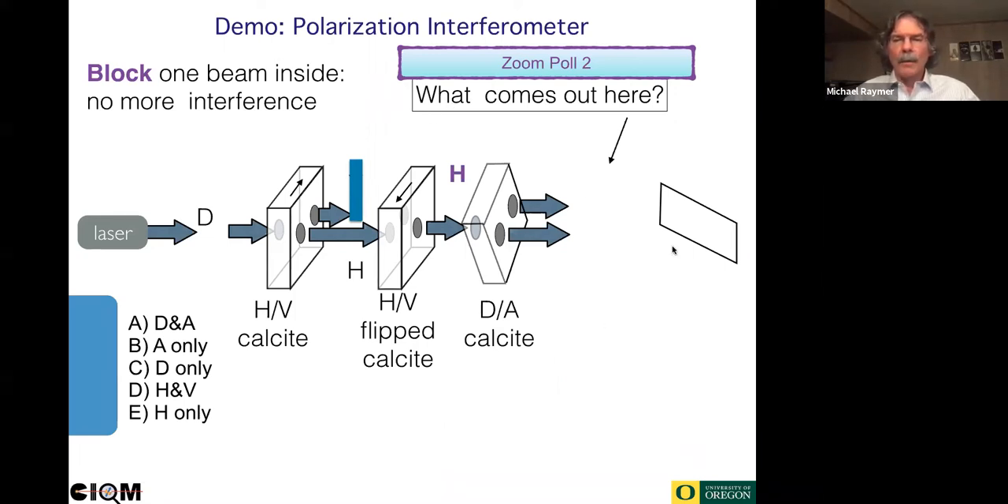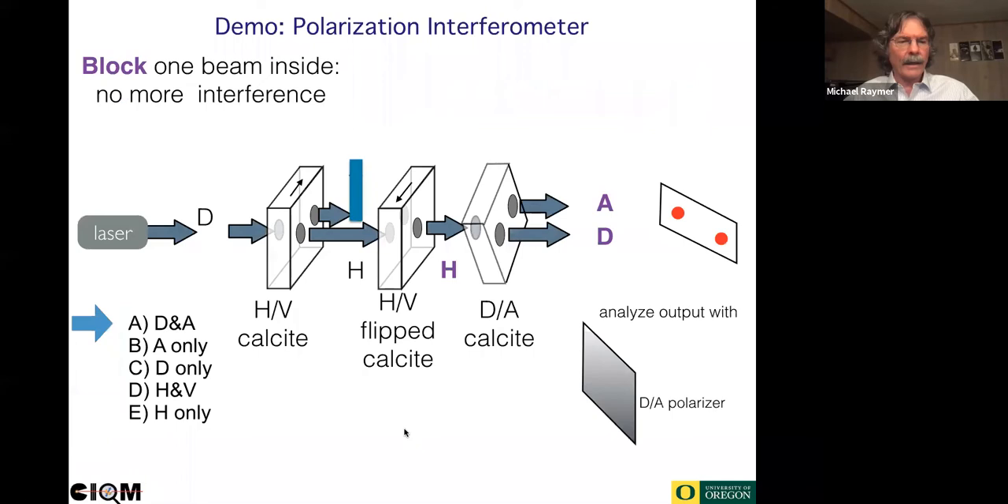So almost everybody stated the correct answer here. It's A and D. If you just look at this one crystal, this goes back to some of our earliest classes in this summer workshop: if I put H into a D analyzer, it splits it up into equal parts of A and D, 50-50. If I put a single photon here, it has a 50-50% chance of hitting this spot or this spot. So if you didn't get that one correct, go back and review that.